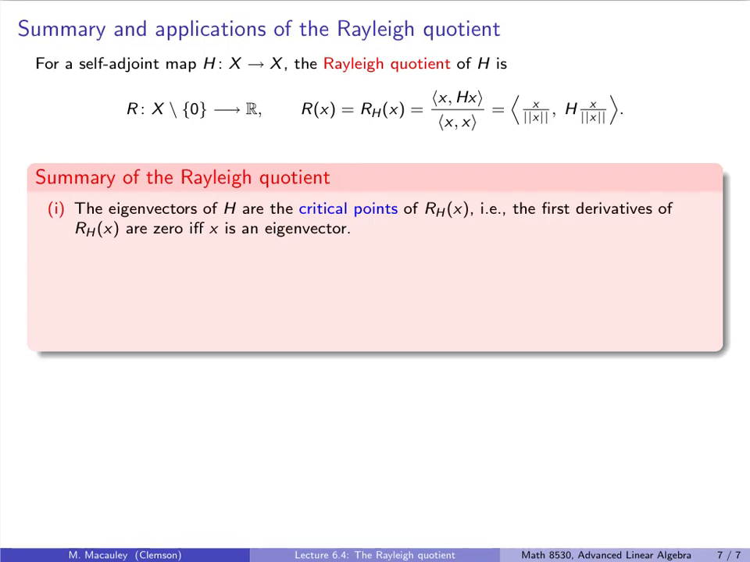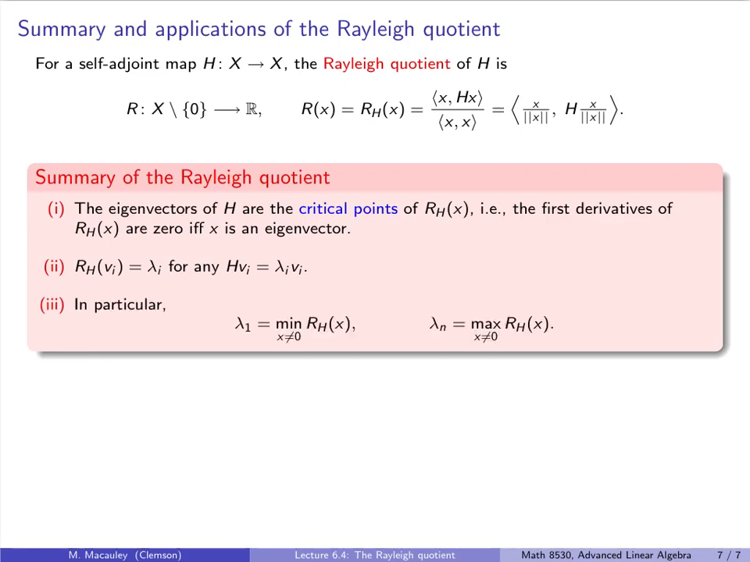The eigenvectors of H are the critical points of the Rayleigh quotient. That is, the first derivatives are 0 if and only if we are at an eigenvector. A full proof of this has to go into multivariable calculus and a discussion about derivatives, and I'm not going to do that. But this is an important takeaway point, and if you wanted to, you could spend more time going into detail and understanding this better. At any eigenvector v_i, the Rayleigh quotient evaluates to lambda_i, the corresponding eigenvalue. In particular, the minimum of the Rayleigh quotient is the smallest eigenvalue, and the maximum is the largest eigenvalue.